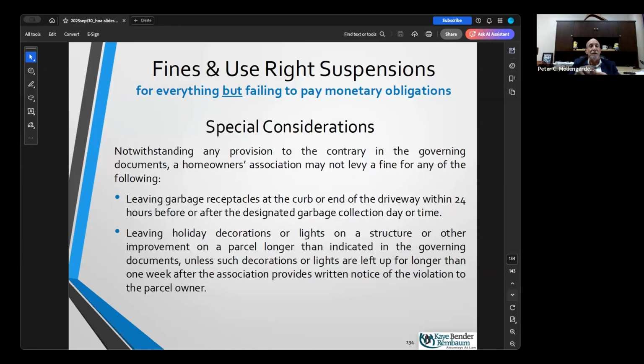Notwithstanding any provisions to the contrary in the governing documents, a homeowner association may not levy a fine for the following. This is all new. So you can't fine someone for leaving their garbage can or garbage receptacle at the curb or the end of the driveway within 24 hours before or after the designated collection date or time. And you can't fine them or suspend them for leaving holiday decorations or lights on a structure or other improvement longer than indicated in the documents, unless the decorations or lights are left up for longer than 1 week after the association provides written notice of the violation.